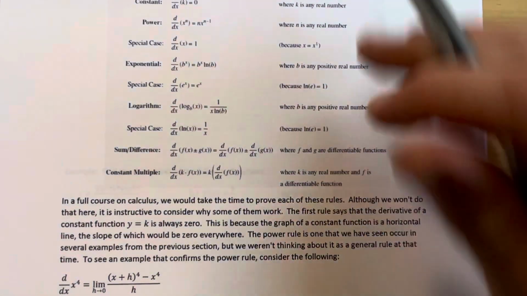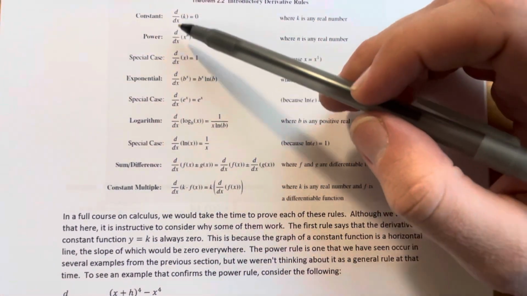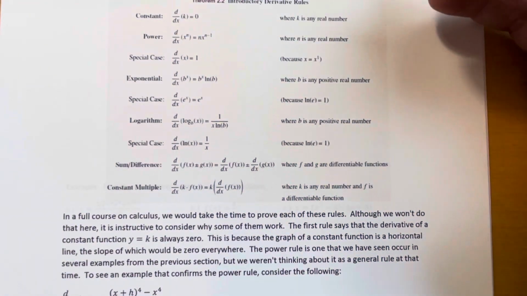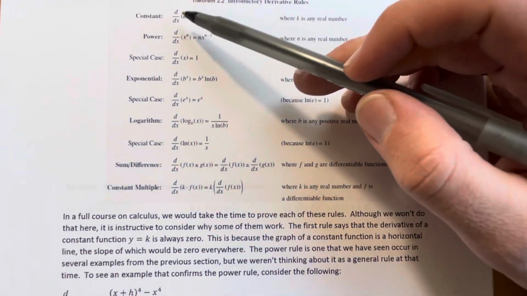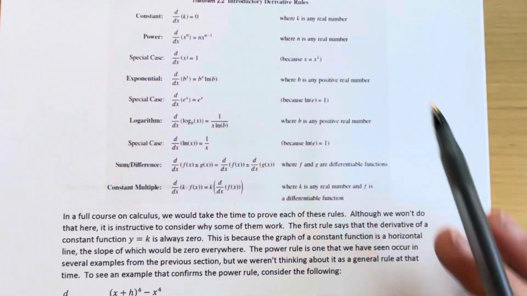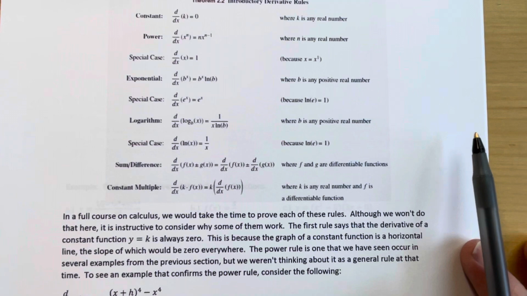Starting with the very first rule, if you think about the constant function, the derivative of k, where k is just any constant, the graph of a constant function always looks like a horizontal line.